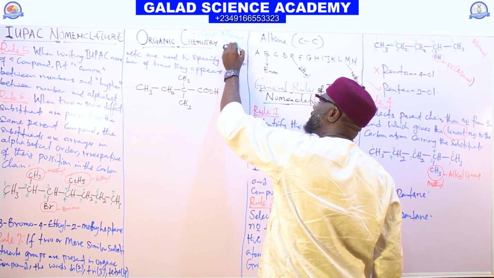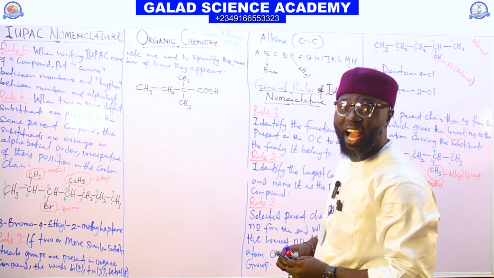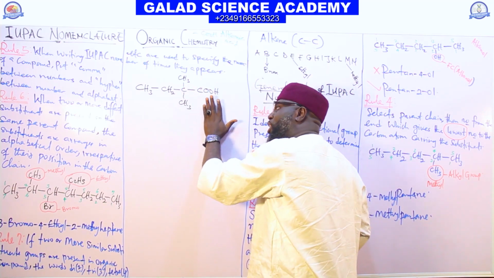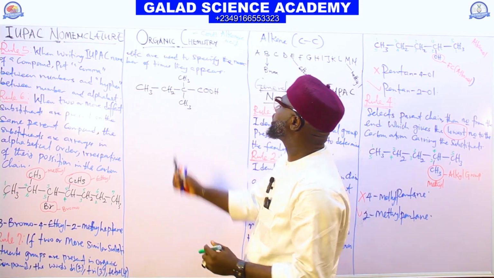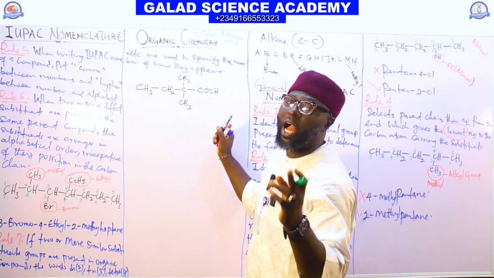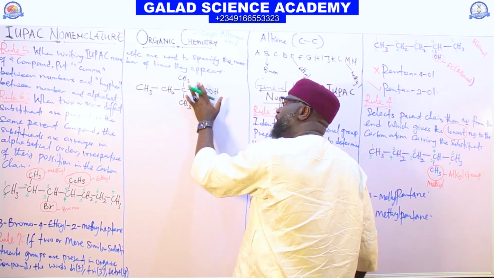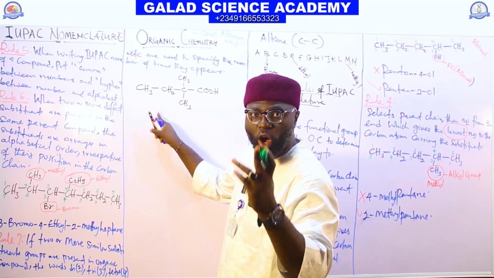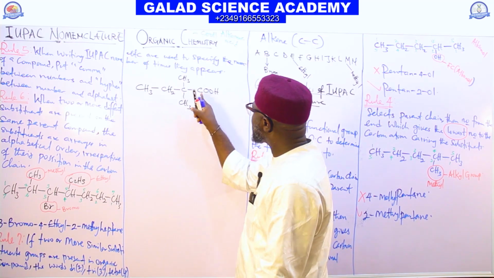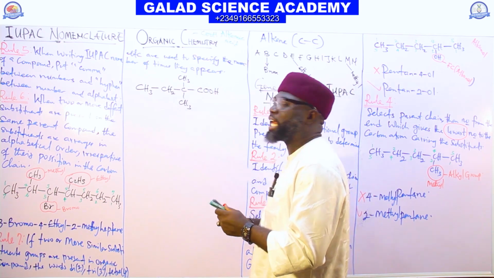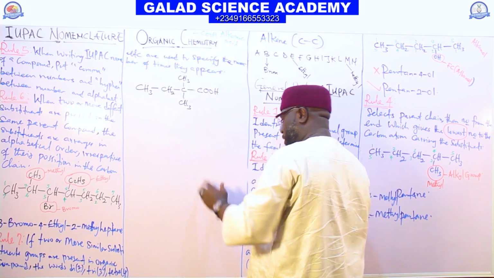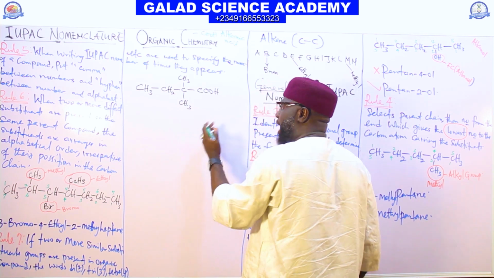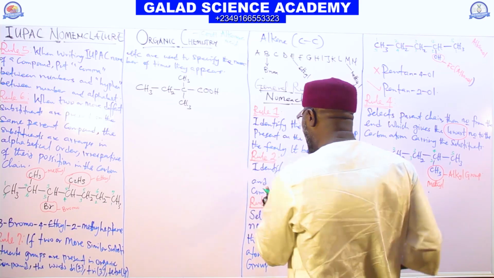Alkanoic acid, also called carboxylic acid. The presence of COOH tells us that this compound belongs to the alkanoic acid family. Assume we change everything here to OH, we call it alkanol. But the COOH we have here tells us that the compound is alkanoic acid. What is the last word? Alkanoic acid.